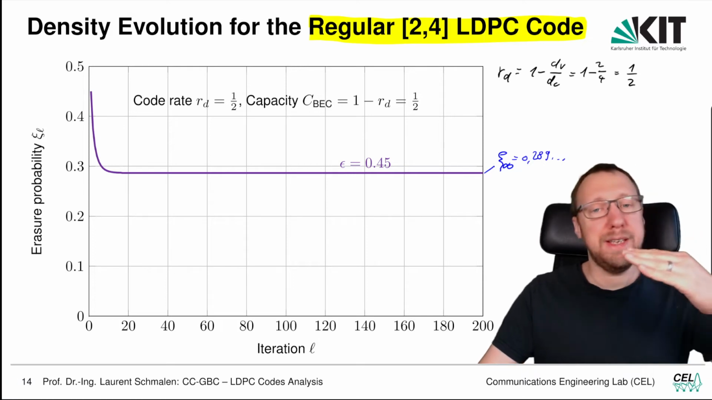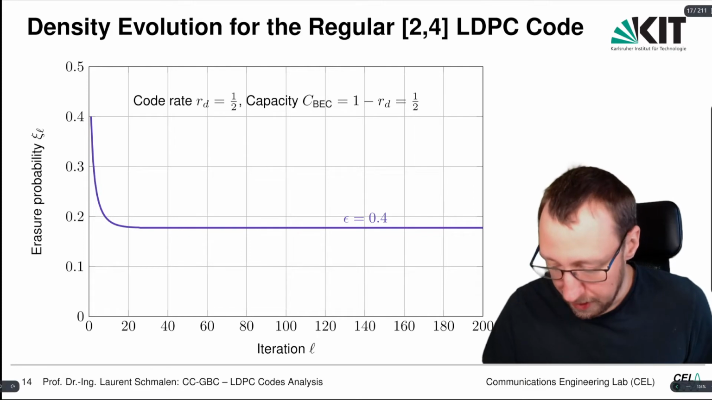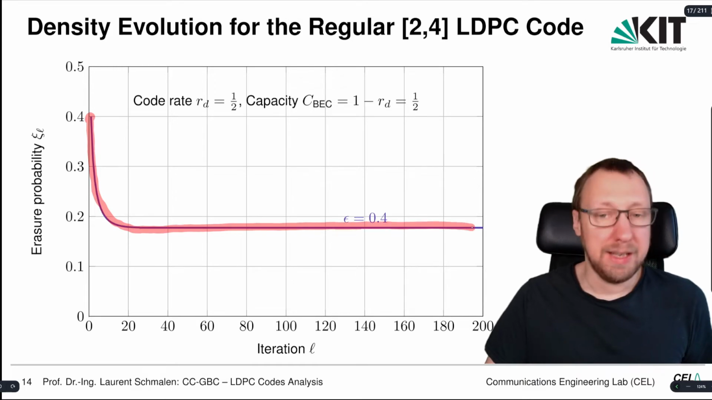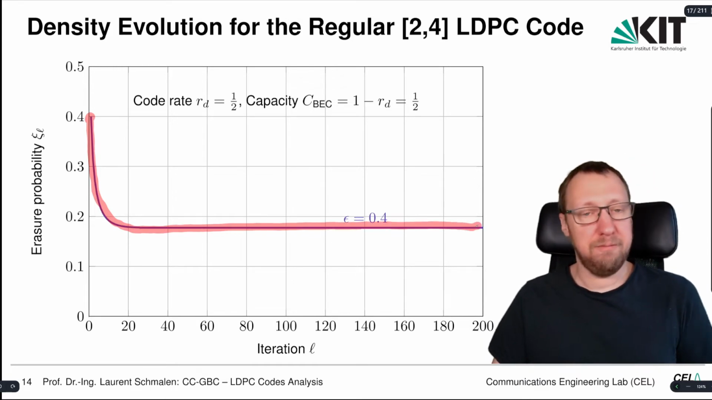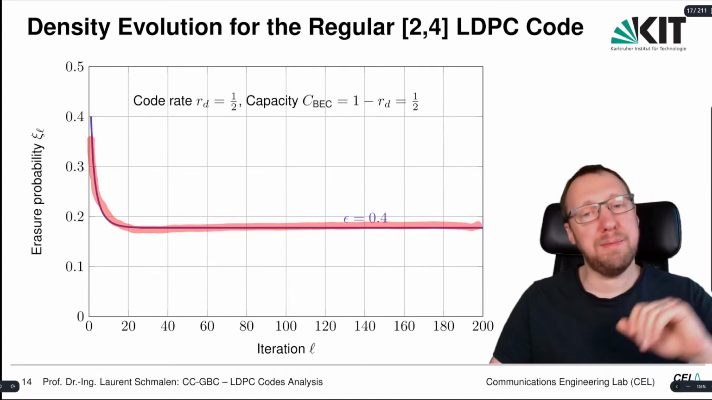So let's decrease epsilon a little. Decrease epsilon to 0.4. Again, we start at 0.4 and we plot the behavior of C_L over the iterations, and again, we get stuck. No movement anymore. So let's decrease epsilon a little bit further.